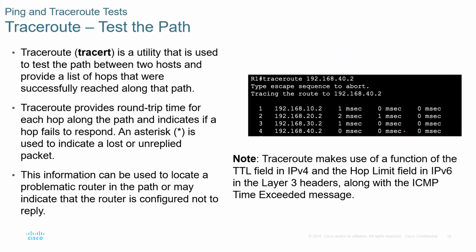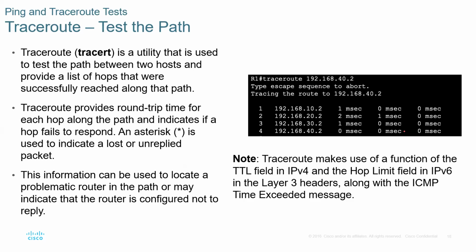Traceroute or tracert is a utility that is used to test the path between two hosts and provides a list of hops that were successfully reached along the path. So traceroute we usually use when you're using a router, or tracert is usually used when you're using a PC to test the end-to-end.